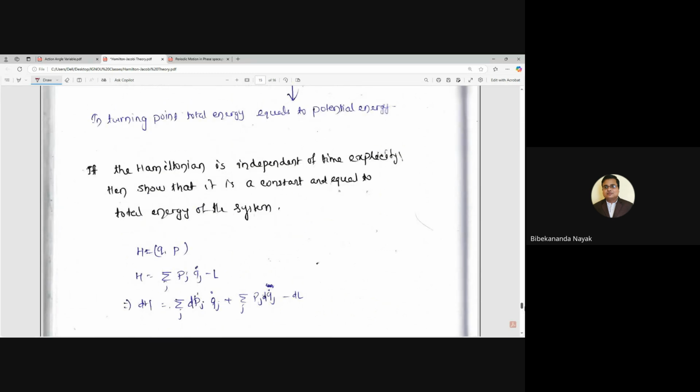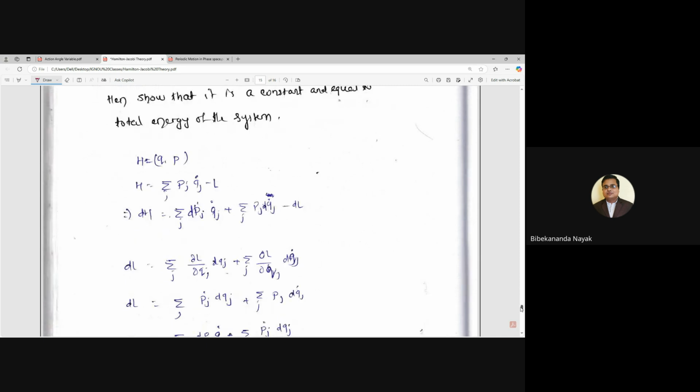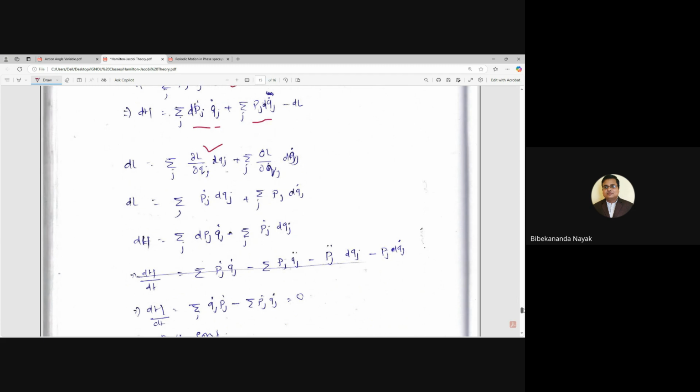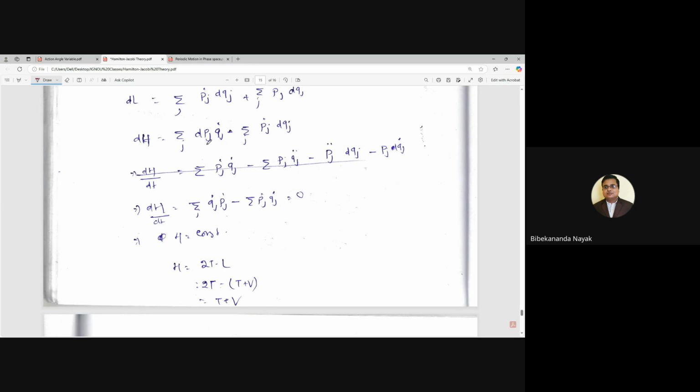There are a few problems. If the Hamiltonian is independent of time explicitly, then it is a constant and equal to the total energy. The Hamiltonian does not contain time. So H is a function of only q and p, and we know the H formula: sum of Pj Qj dot minus L. So dH is equal to dPj Qj dot plus Pj dQj dot minus dL. L is a function of q and q dot, and dL is del L by del Qj dQj plus del L by del Qj dot dQj dot. Putting all this, we found dL, so dH will be this quantity. But dH by dt, taking the derivative, will be zero. So H is a constant. Again H is T minus L, which is equal to T plus V. Very simple to prove this.